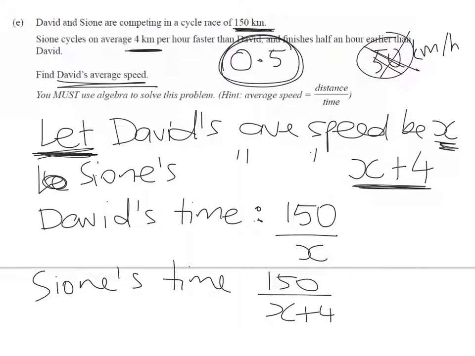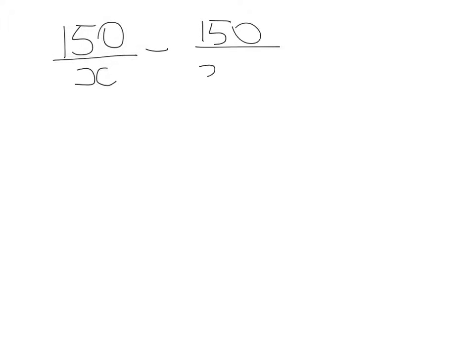So we're going to write that as an equation, and guess what? It's going to turn into a quadratic again. That's on the next slide. But actually, we've done all the hard work now. Right, so David's time is slower. So we'll put that first. 150 over x minus 150 over x plus 4 is equal to 0.5, or 1/2.